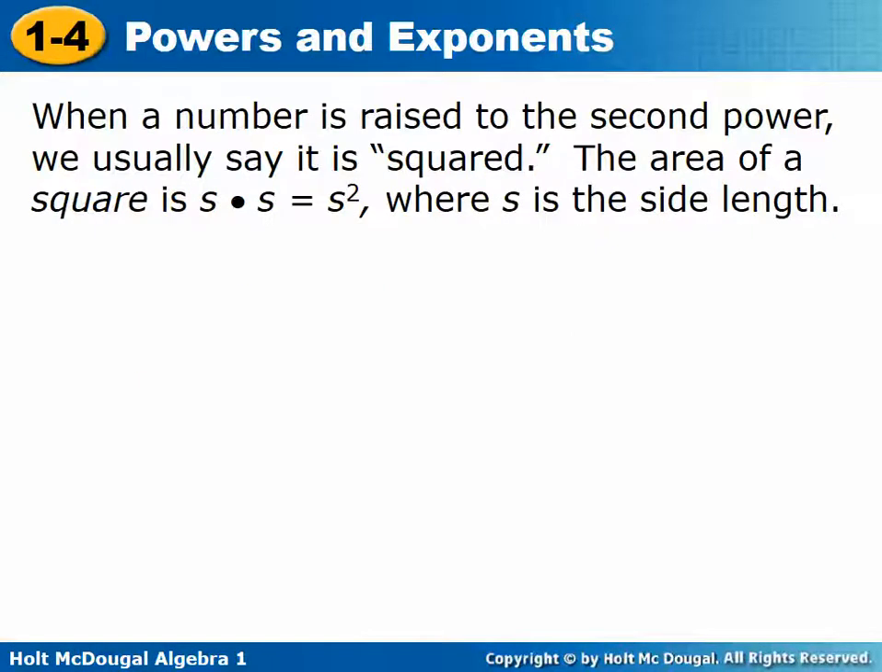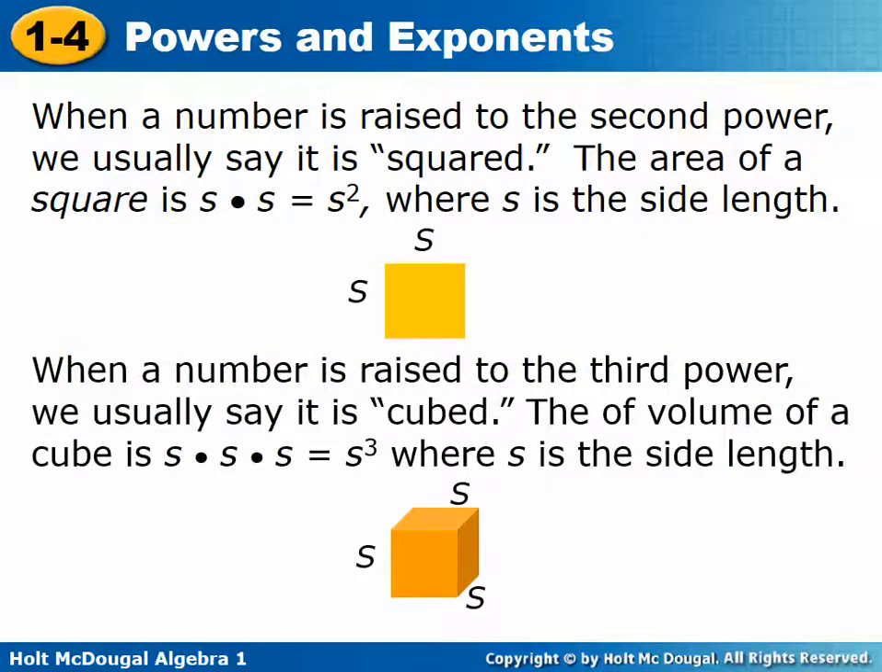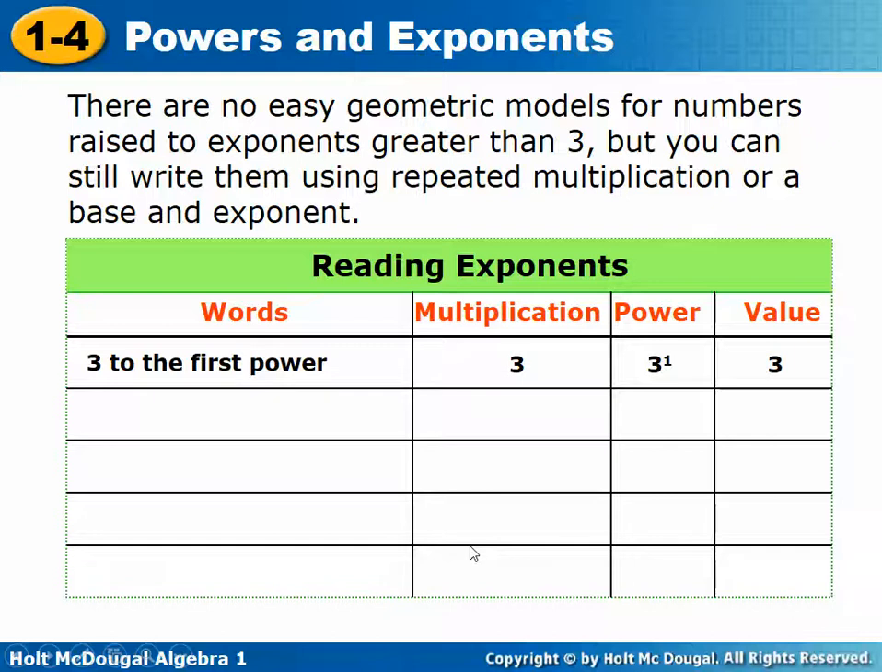When a number is raised to the second power, we usually say it's squared, so you'll hear me use that term a lot. The area of a square is s times s equals s squared. That's why we say it's squared. If we have a number raised to the third power, we usually call that cubed. So we might call this s cubed, and you'll hear me say that. After the second power and the third power, we don't have any special names.